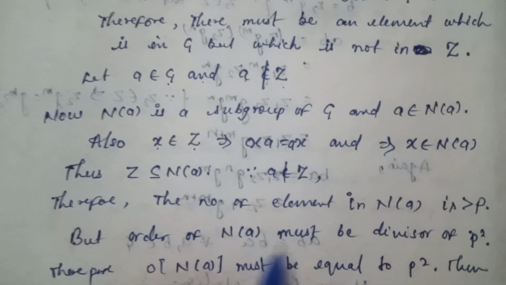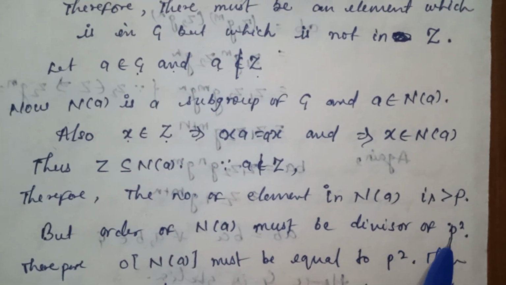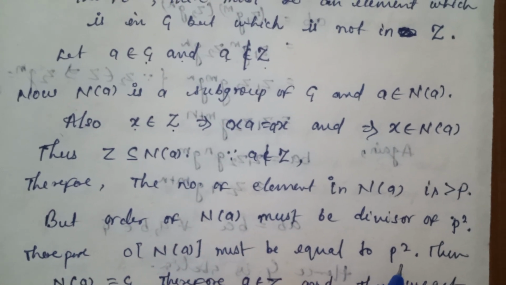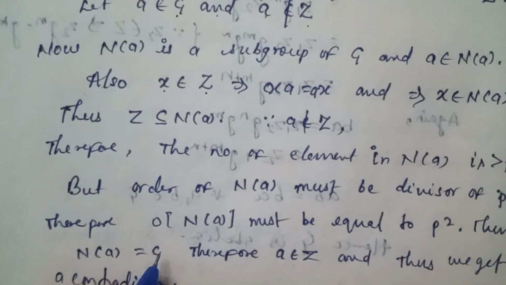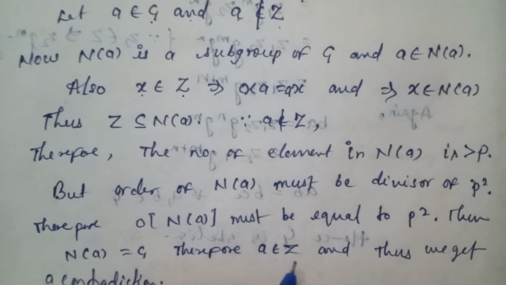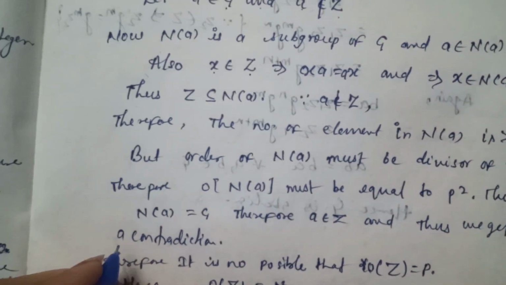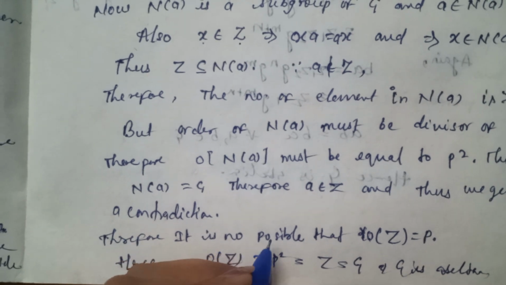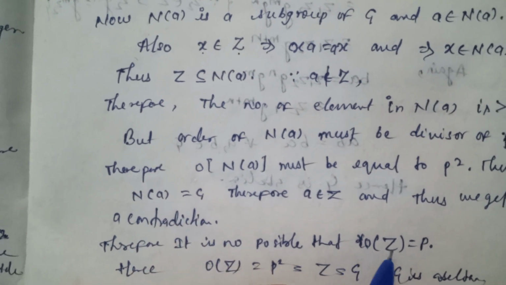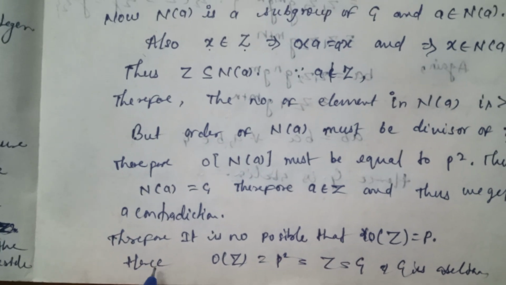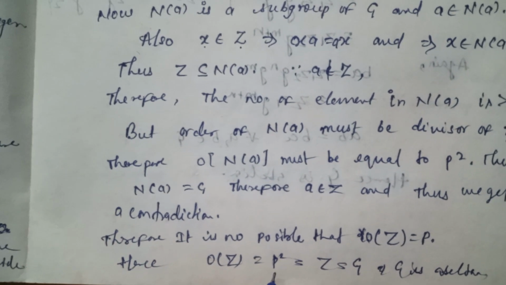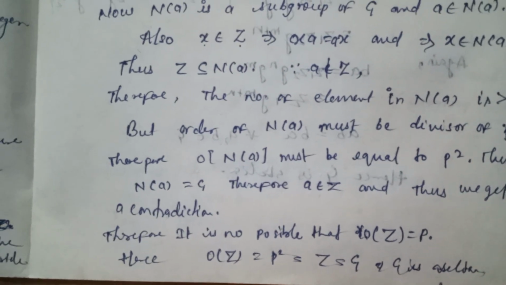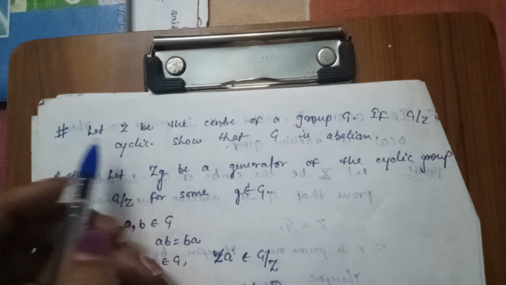But the order of N(A) must be a divisor of P square. Therefore the order of N(A) must be equal to P square. Then N(A) is equal to G. Therefore A belongs to Z. Thus we get a contradiction. Therefore it is not possible that the order of Z is equal to P. Hence the order of Z is equal to P square, so Z is equal to G. Hence G is abelian. Now, there is another theorem.